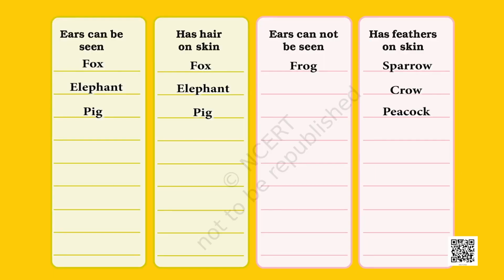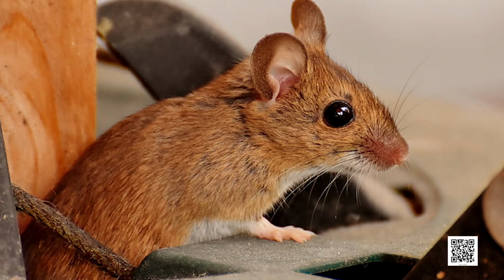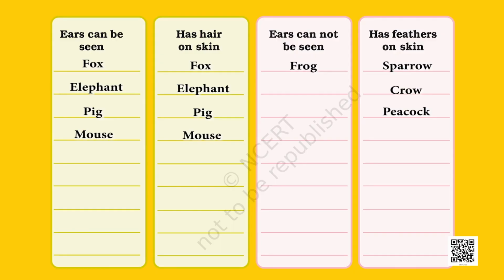So, second is also correct because it has hairs on the skin. Same thing here. From a distance, you cannot see the hairs. But if you go near and take a close look at the picture, you can see the hairs on its body. So, pig can also be put in the second column, and also because you can see the ears, you can put pig in the first column too. Okay. Then what is the next? Mouse.